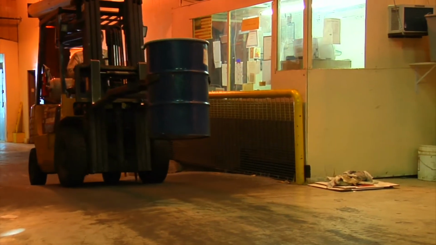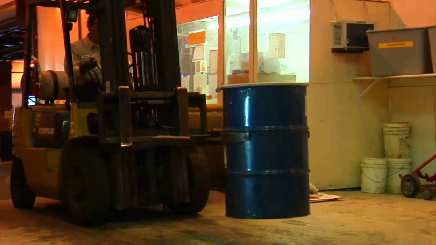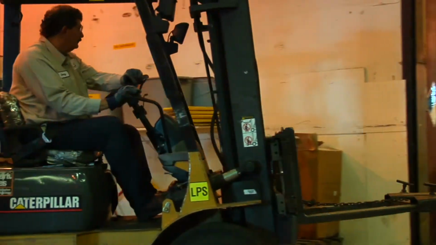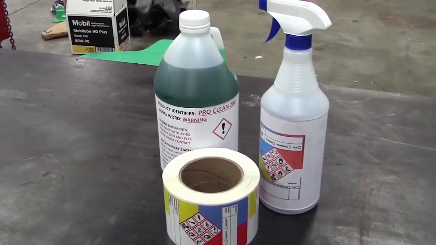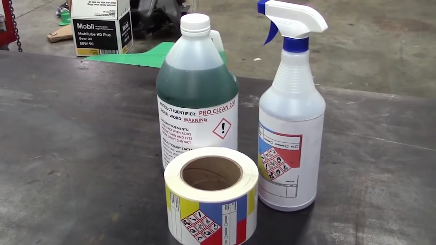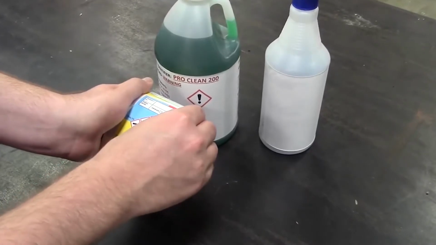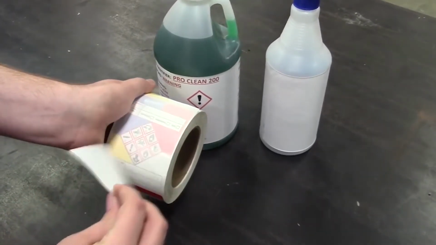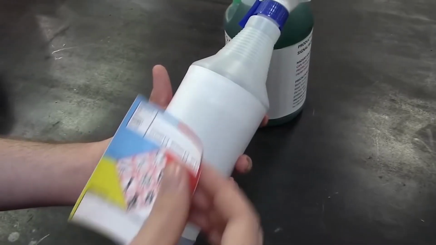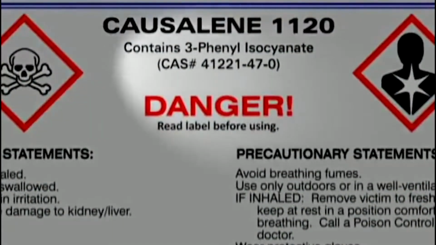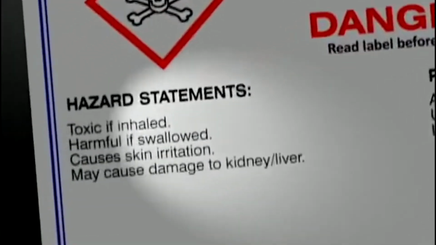OSHA's Hazard Communication Standard, also known as Hazcom, requires employers with hazardous chemicals in the workplace to implement a formal hazard communication program that includes processes for managing and maintaining safety data sheets, container labels, chemical inventory lists, a written plan, and employee training on OSHA's Hazard Communication Standard specific to the employer's work environment. Meeting these requirements can be more difficult than it seems.